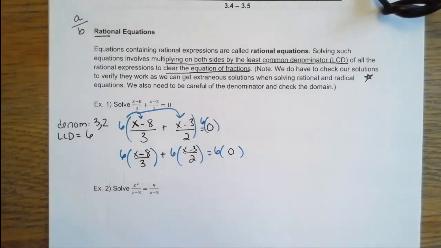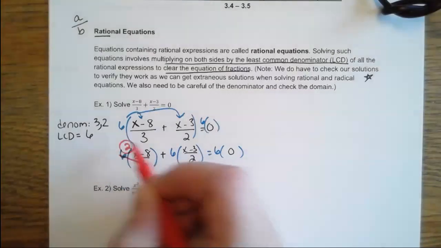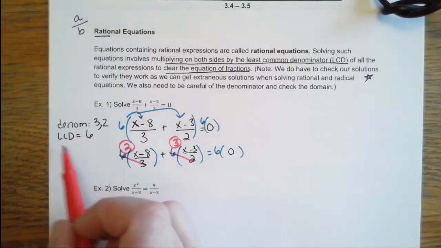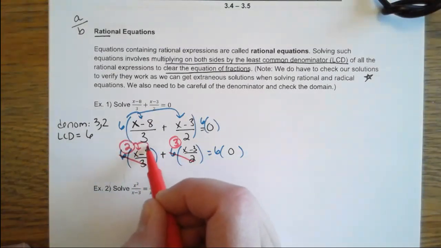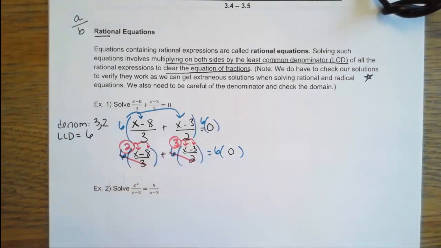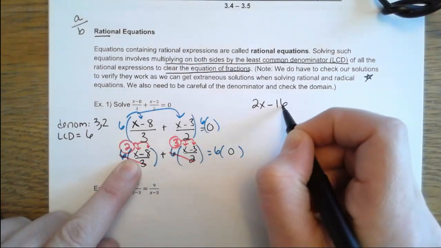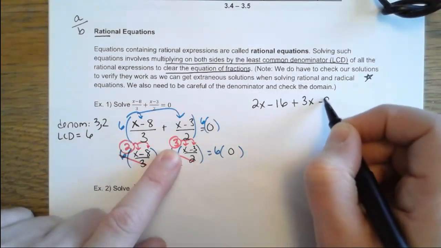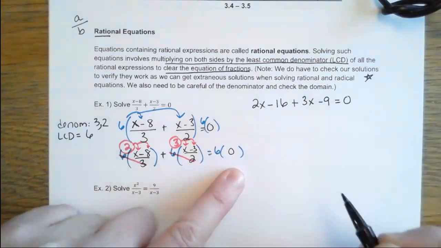And then what we're going to do next is divide first. So 6 divided by 3 is 2 here, and 6 divided by 2 is 3. And if you found the correct LCD, your whole fractions should be canceled out at this point. And we're just going to keep simplifying. So I'm going to multiply that 2 and that 3 through on the numerators here. So here I'd have 2x minus 16 plus 3x minus 9. And then on the other side, 6 times 0 is 0.